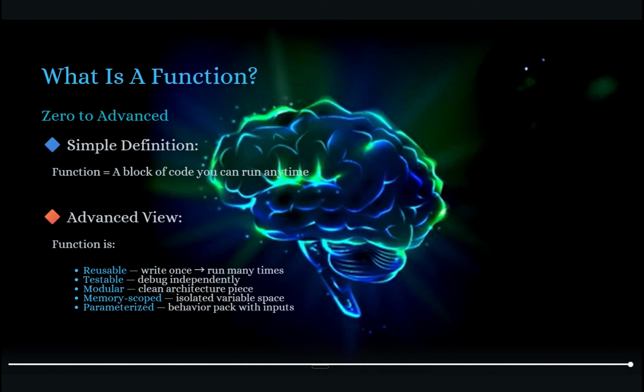In today's episode we will explore functions deeply, starting from robot behavior and gradually moving into generative AI, RAG systems, and agentic workflow. Step by step, let's see what a function is. A function is like a skill button inside the robot brain. When the button is pressed, a predefined action is executed. It is a block of code you can run at any time. What is the use of functions? Reusability, testability, modularity, memory scope, parameterization. I will explain all of these, no worries.